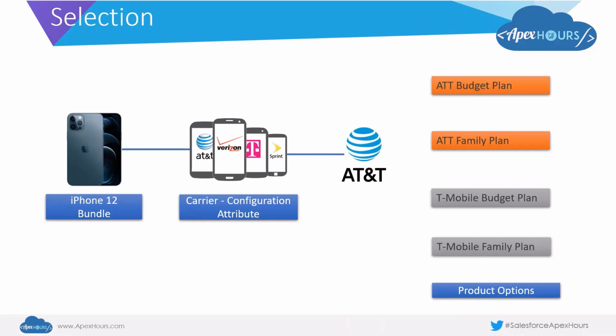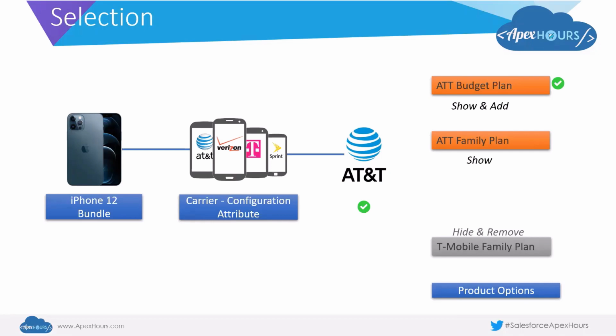Then what we want to do is show and add the ATT budget plan product option automatically, meaning you want to display it and automatically select it. When I say add, it means selecting this product option automatically in our product configurator. Then show the ATT family plan. So it's not added automatically, but it is there for selection if you would like to.